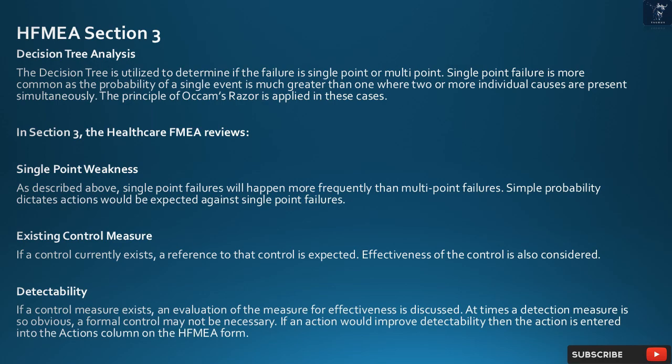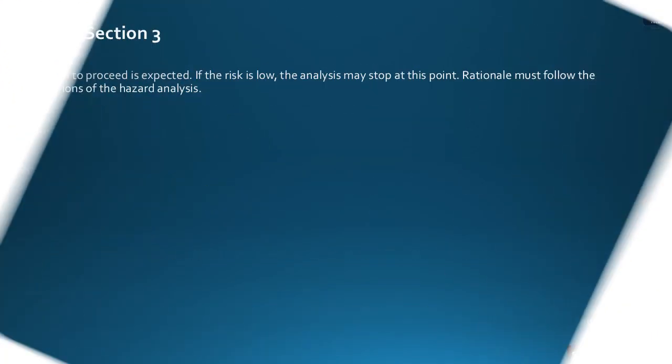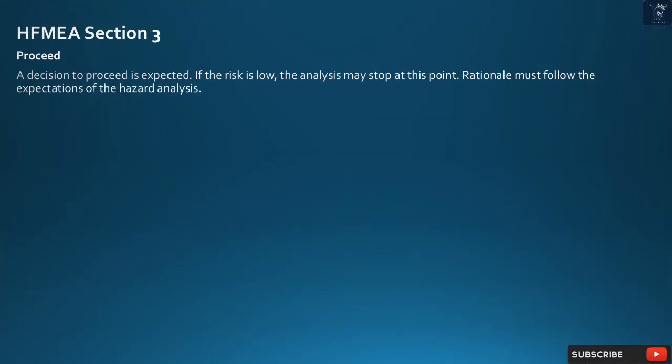Detectability. If a control measure exists, an evaluation of the measure for effectiveness is discussed. At times a detection measure is so obvious, a formal control may not be necessary. If an action would improve detectability, then the action is entered into the actions column on the HFMEA form. Proceed. A decision to proceed is expected. If the risk is low, the analysis may stop at this point. Rationale must follow the expectations of the hazard analysis.